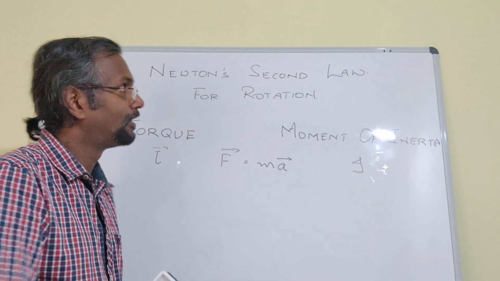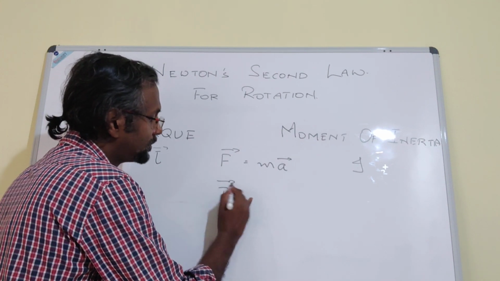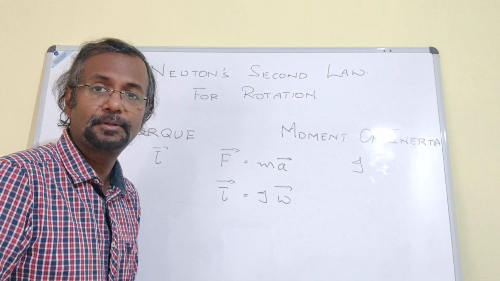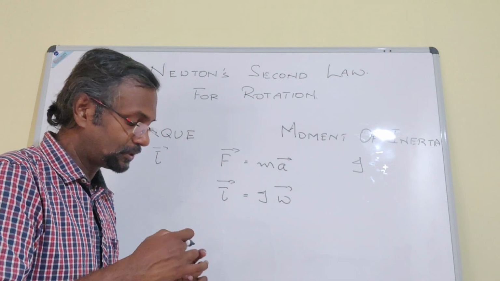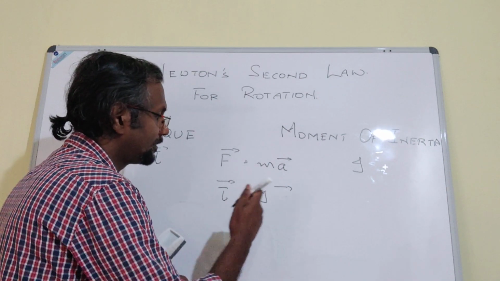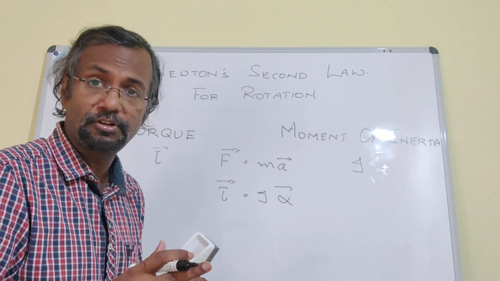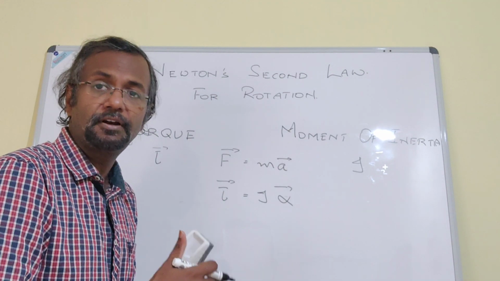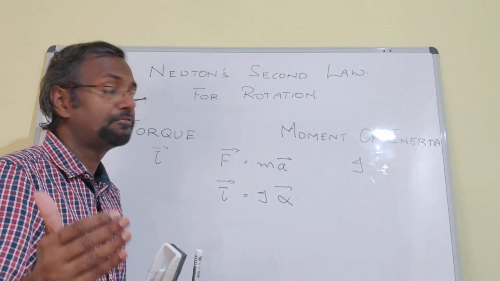Newton's second law for rotation is given by tau is equal to I omega. And there you are. Newton's law applied to rotational motion. Tau is equal to the moment of inertia. Sorry, omega here, mistake. This is alpha, which is angular acceleration. Or tau is equal to moment of inertia into angular acceleration. Newton's second law for rotation.